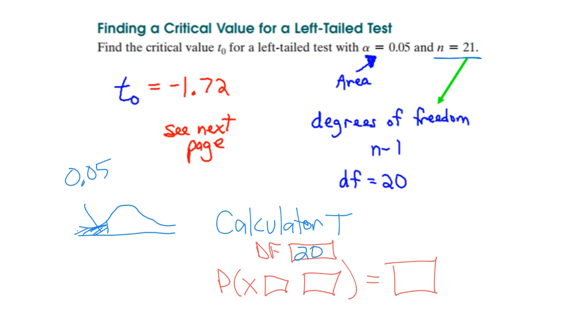Because it's a left tail, I want a less than or equal to here. I don't know the score on the number line. That's what I'm looking for, but I do know my area. My area is 0.05. Remember, that's always going to be on the right-hand side. At that point, I'm going to hit compute, and it's going to give me the t-score, and that is negative 1.72. I'm going to show you what it looks like in StatCrunch on the next slide.